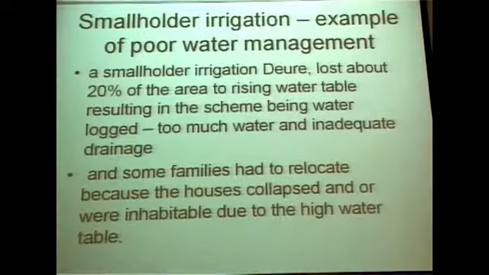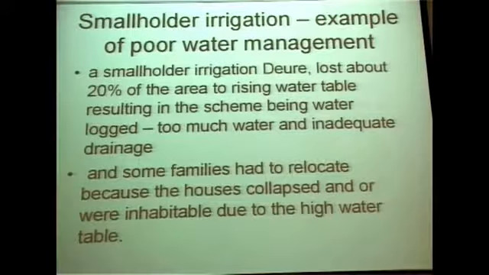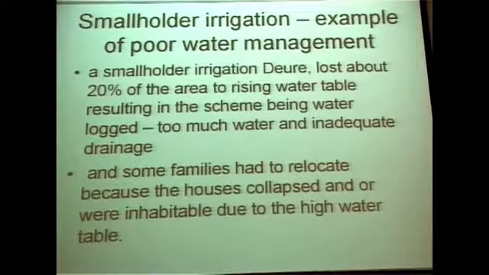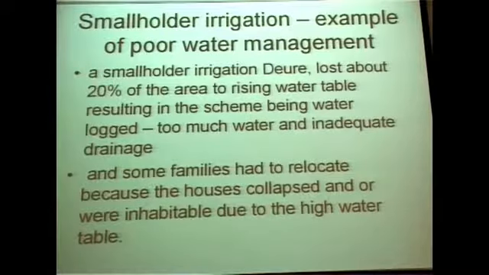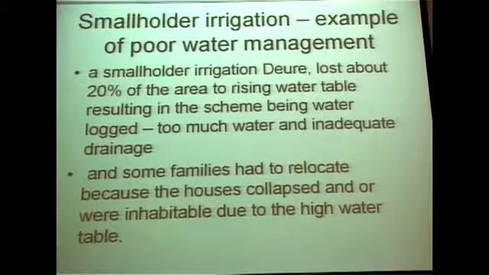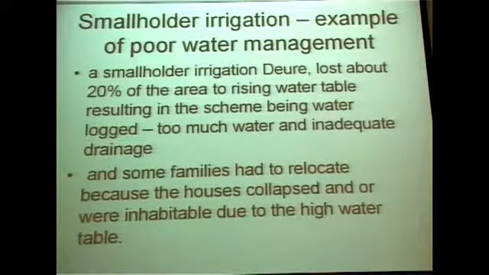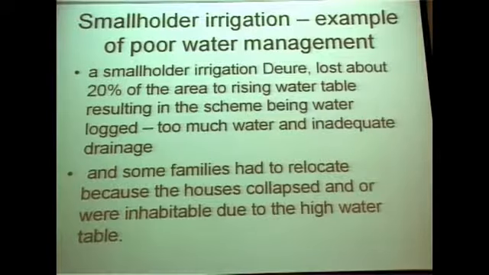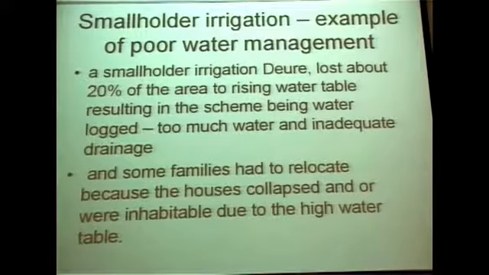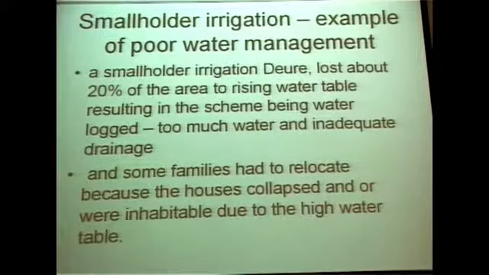And another example in the southwest, where we lost 20% of the area because it is a gravity-fed scheme, farmers were applying too much water, the water table rose up, and the area is now waterlogged. We can't get in unless, of course, we get in to do some mitigation and remedial measures. And some families actually had to relocate, those who were very close to the schemes, because the houses either collapsed or they were not inhabitable.